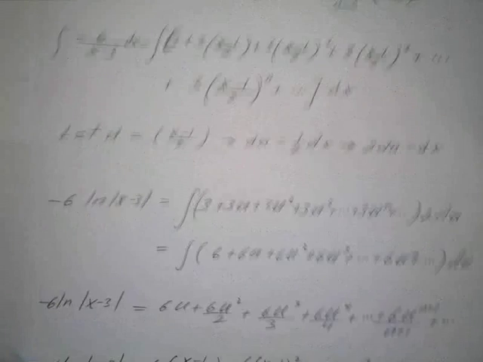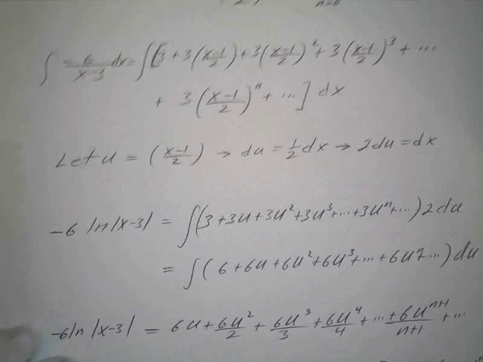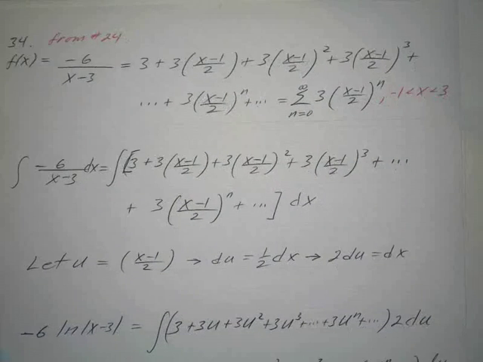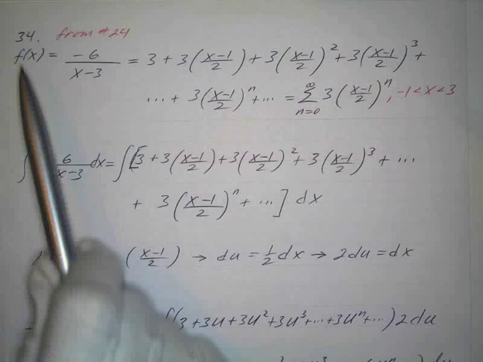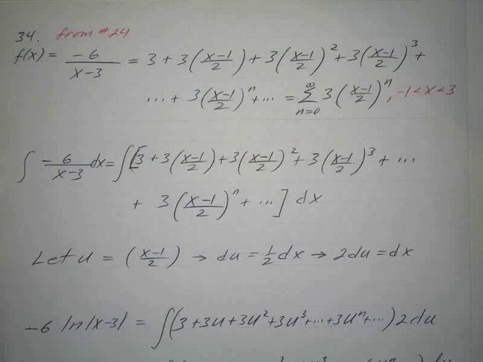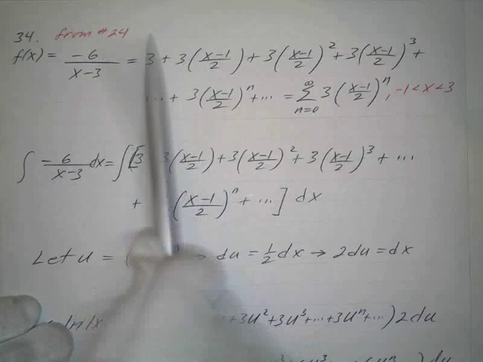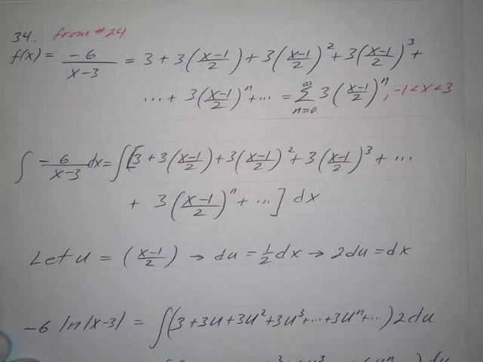Okay. Now number 34 is the hardest because we do have to use U substitution, and we do have a little more complicated substitution. Okay, so we have f of x equals negative 6 over x minus 3, and so on. This was the expansion we got. This was from problem number 24. We did that work. This is the way it was given.